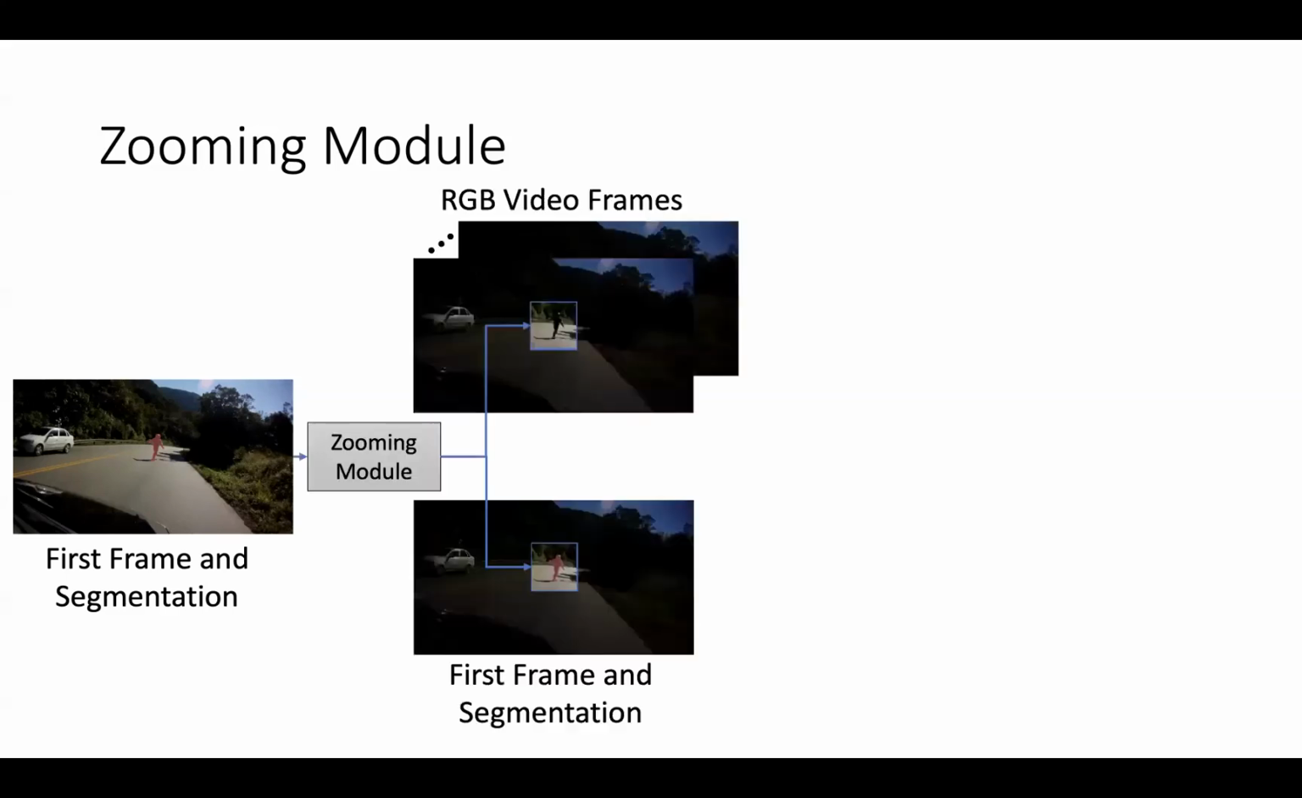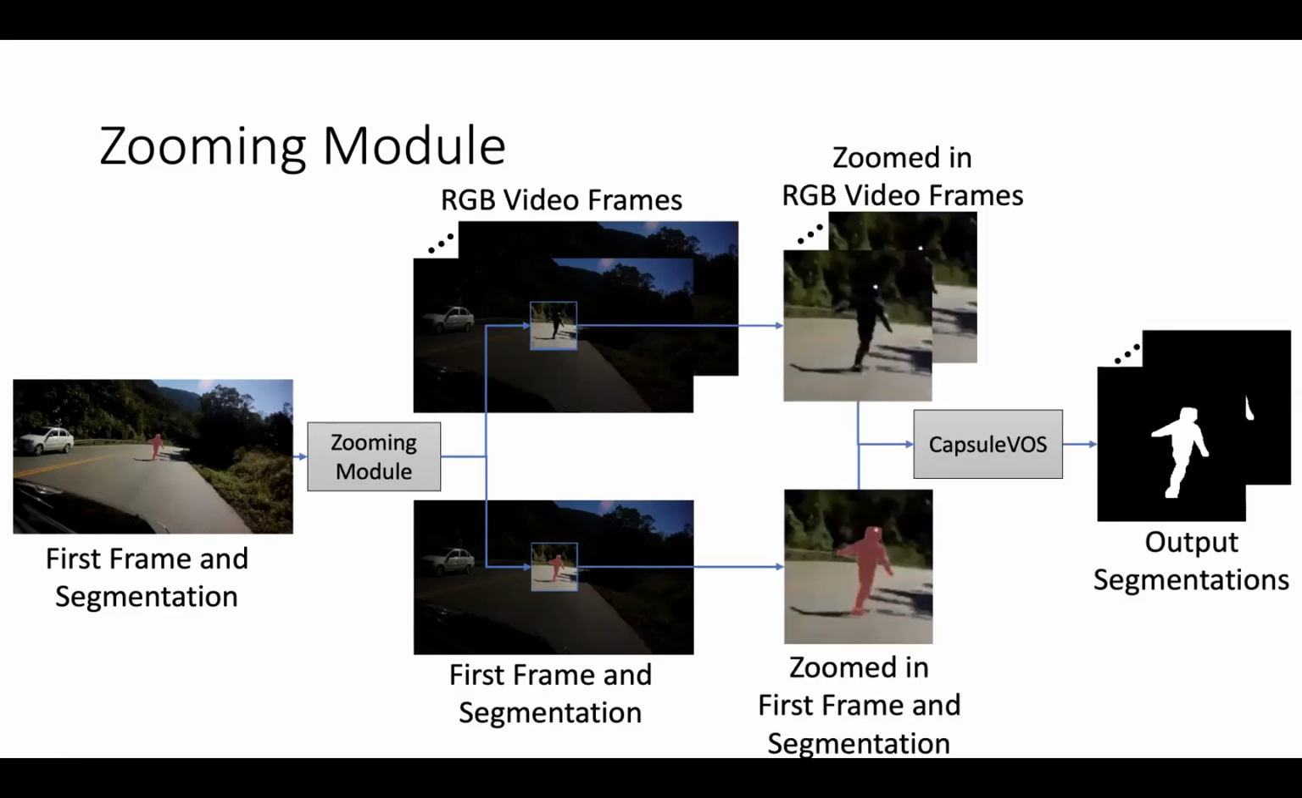So you can see this video here, this person here is quite small when compared to the rest of the video frame. So what we do is we propose a zooming module, which attempts to zoom in on that actor within the first frame segmentation, as well as within all the video frames. Then, using this crop, we can pass this into our Capsule VOS architecture to generate the output segmentation. This allows us to deal with these small objects and generate very fine-grained segmentation masks.